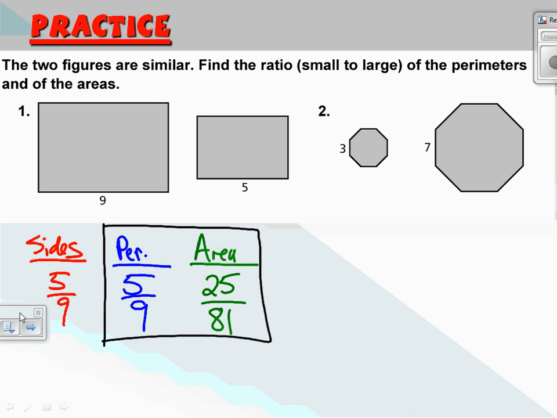Let's go to number 2. I'm going to start off by doing the ratio of the sides. What's the ratio of the sides for this example? Well, it should be 3 to 7, small to big. Okay. What's the ratio of the perimeters? Well, isn't that the same thing as the ratio of the sides? Yes, it is. It's just 3 to 7.